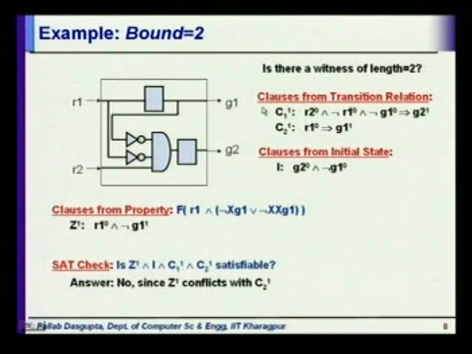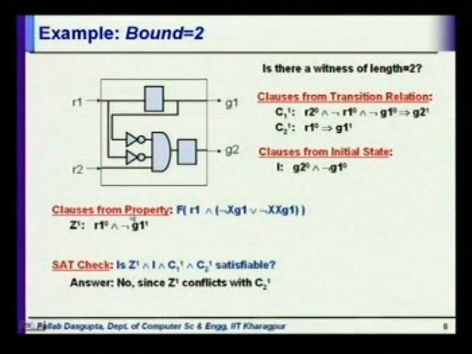What are the clauses from the transition relation? So, we are unfolding the transition relation only once here because we are looking for witnesses of length 2. So, we are writing one clause as R2 0 and not R1 0 and not G1 0 implies G2 1. So, G2 is 1 in the next clock cycle if in the 0th clock cycle we have R2 high and R1 and G1 low. And similarly, we write R1 0 implies G1 1. So, these are the clauses C1 1 and C2 1, the clauses from the transition relation.